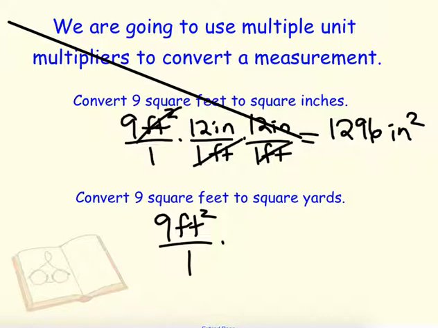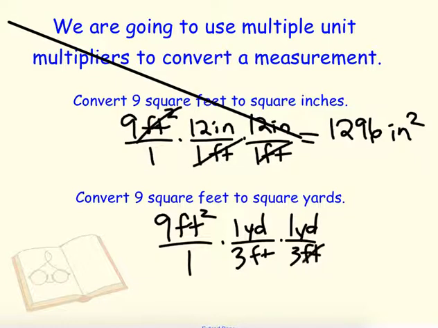And the next one, 9 square feet. We use my unit multiplier to get to square yards, so I do 3 feet to 1 yard, and 1 yard over 3 feet. And we actually see that 9 feet squared is the same as 1 yard squared.